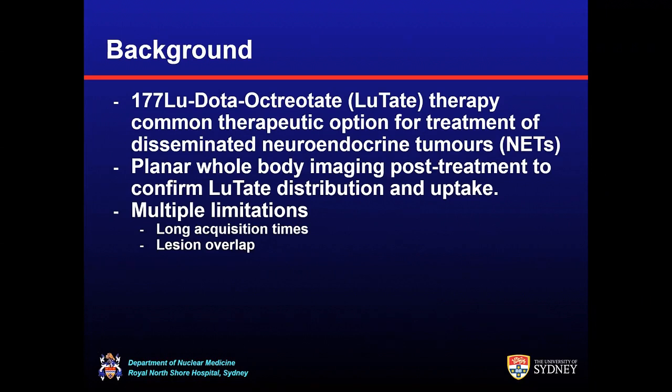Lutetium dotatate therapy, or lutate therapy, has been a common therapeutic option for the treatment of disseminated neuroendocrine tumors, or NETs. Planar whole body imaging is normally done post-treatment to confirm lutate distribution and uptake, in addition to prognostication. Unfortunately, whole body planar imaging has multiple limitations, specifically long acquisition times of greater than half an hour for each patient, in addition to significant difficulty in identifying multiple lesions if there is overlap on the planar images.